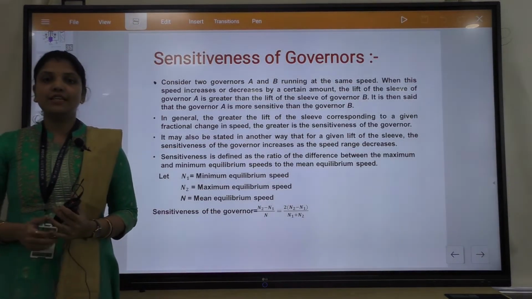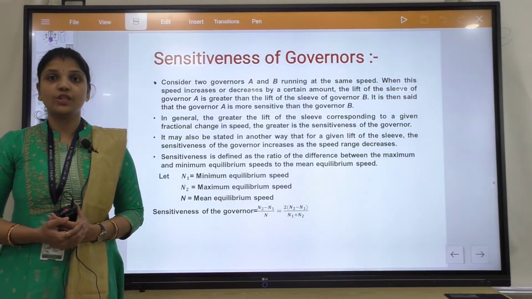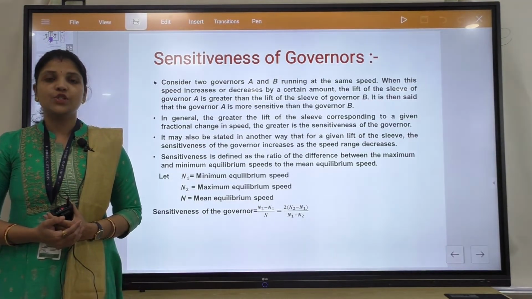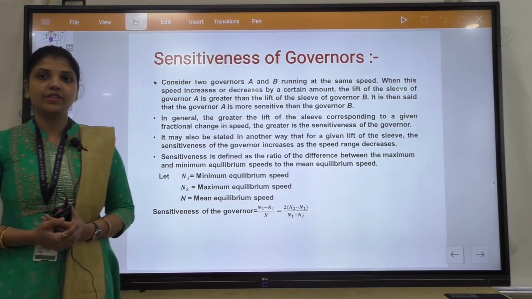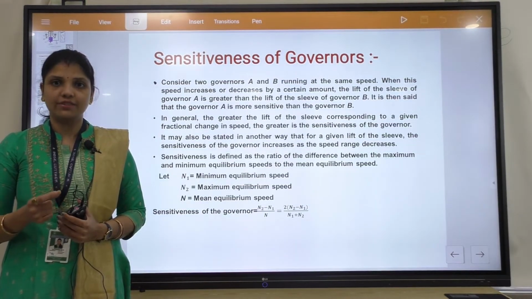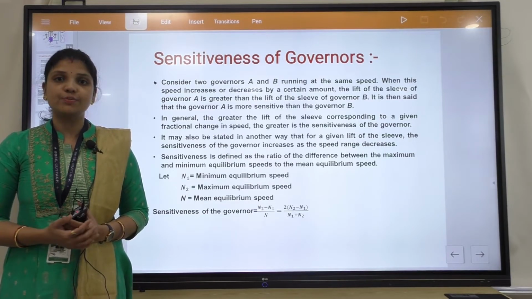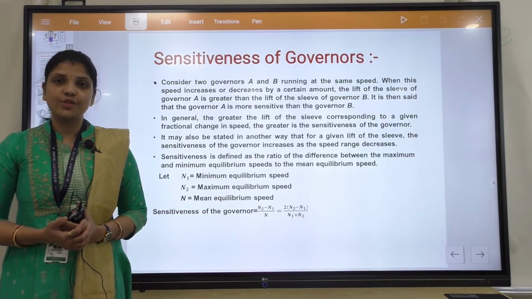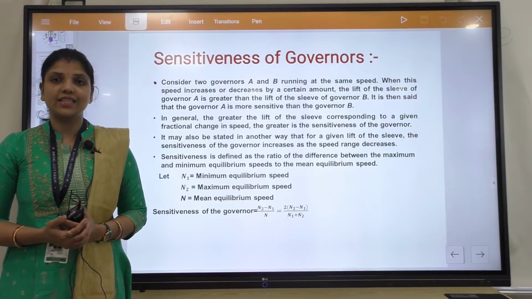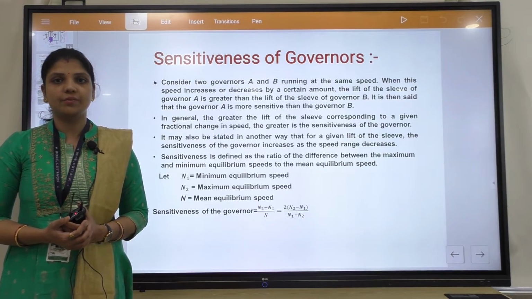So, basically what is the meaning of sensitivity? We know that the function of governor is to control the mean speed of the engine. So, what is the sensitivity of governor? When the speed is changing by a very small or minute amount, what is the response of governor? The response of governor due to the slight change in speed is known as the sensitiveness of the governor. So, how to recognize the sensitivity of the governor?